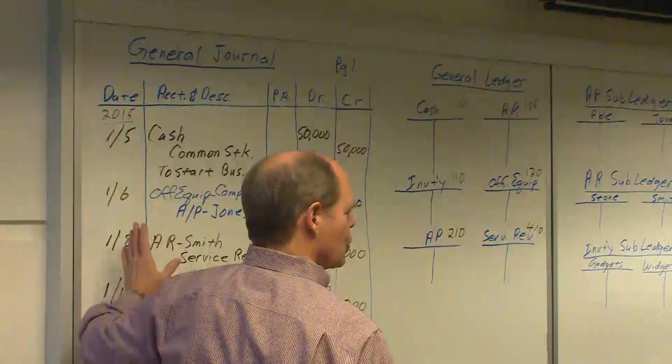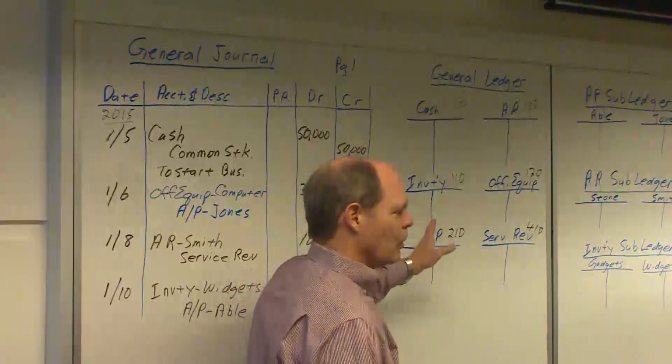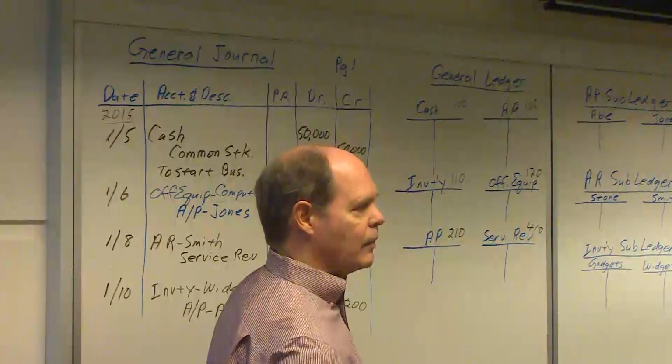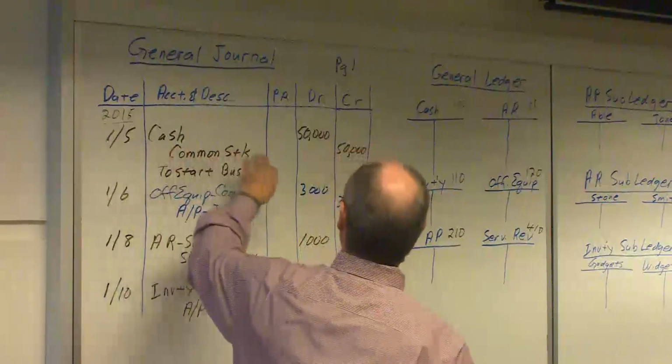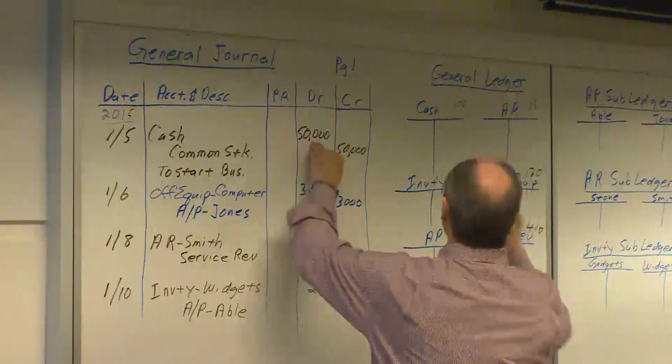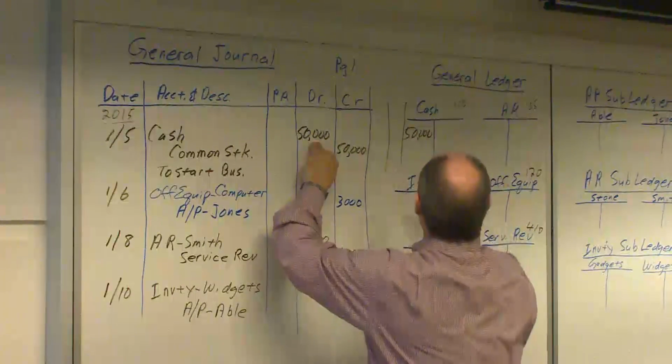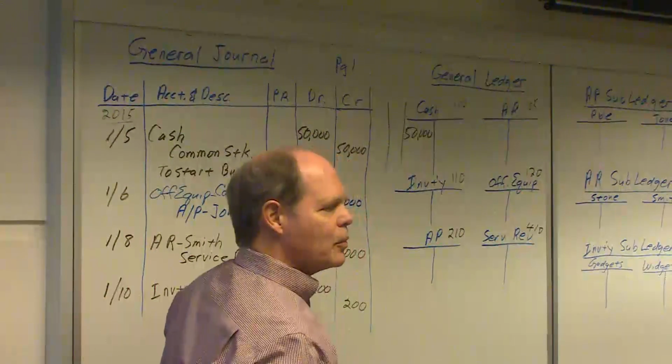The next step is to transfer the information into the general ledger. When we transfer the information, that's called posting, right? So the way we do it is we take the cash account, $50,000, we go over here to cash, put in 50,000, and then we want to tie these two items together.